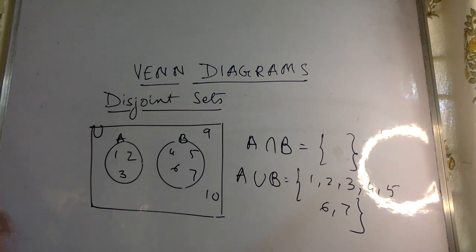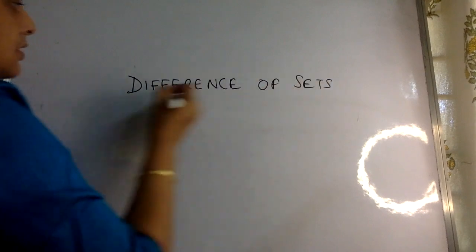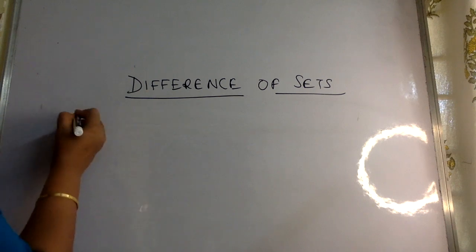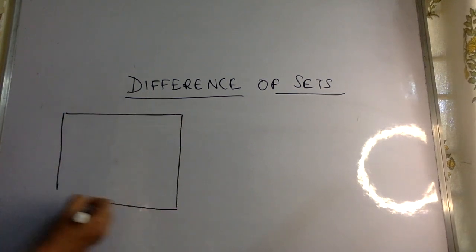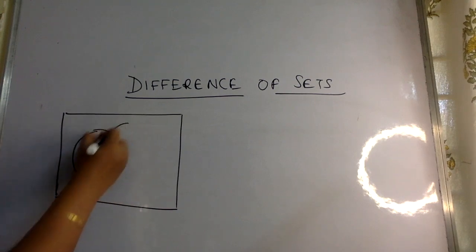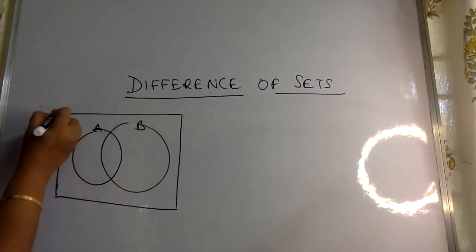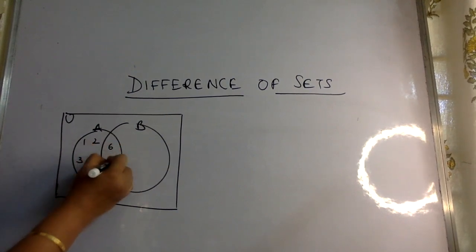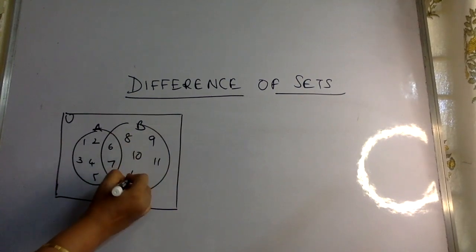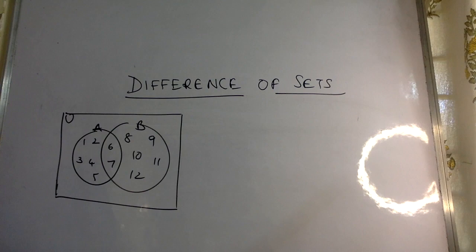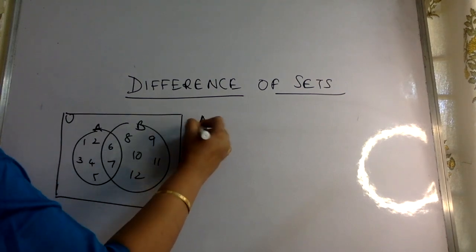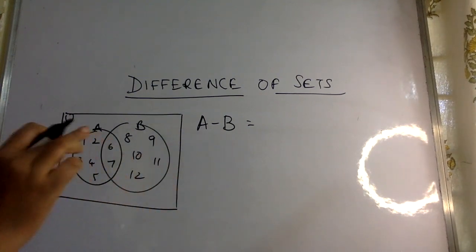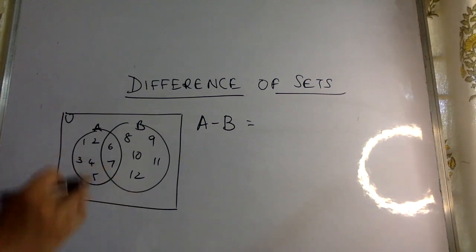Now we'll talk about difference of sets. Okay, difference of sets. Now what are difference of sets? Supposing you have set A, set B, and you have the universal set 1, 2, 3, 4, 5, 6, 7, 8, 9, 10, 11, 12. Now if you want to write something like A minus B, remember, the difference of sets, A minus B, is itself also a set.